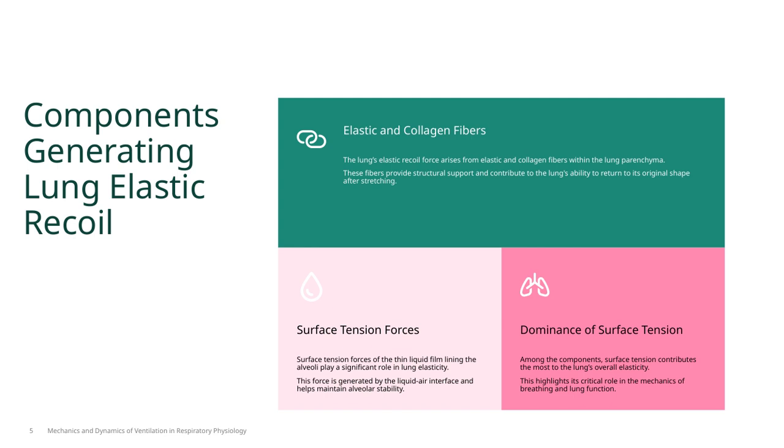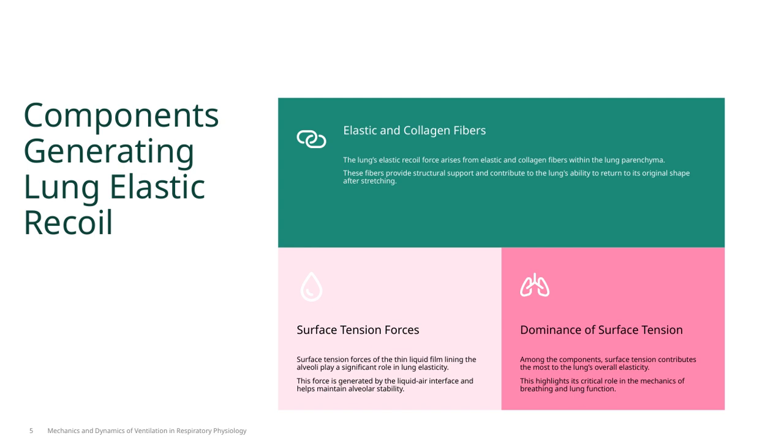Next, we have the surface tension forces. These are generated by the thin liquid film lining the alveoli. This surface tension plays a significant role in lung elasticity because it helps keep the alveoli stable and prevents them from collapsing. Essentially, the liquid-air interface creates a force that supports alveolar integrity during the breathing cycle.